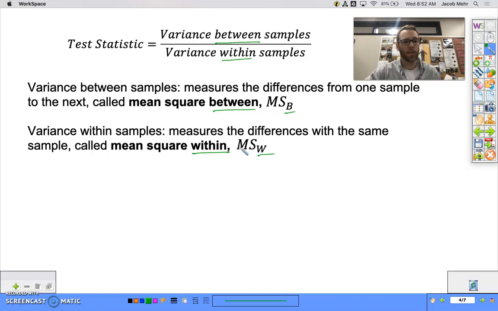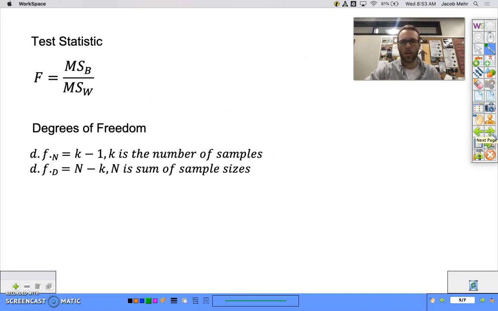Any questions so far? I know we got a lot to learn. How do we actually calculate these, right? And there's going to be significant calculations that I'm going to have to talk you through.